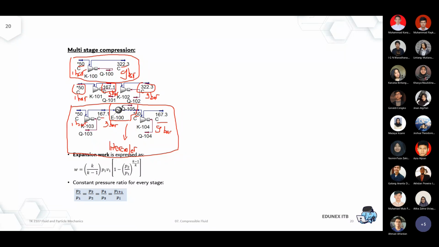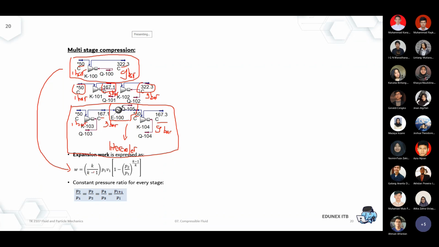And this also plays a big role in reducing the total compressor duty. Okay, so that's my starting point, and I will explain the more detailed part. Previously, for a single stage compressor, you can simply use this correlation.